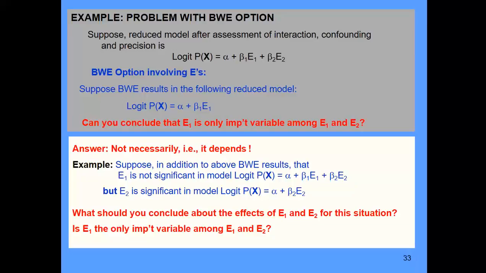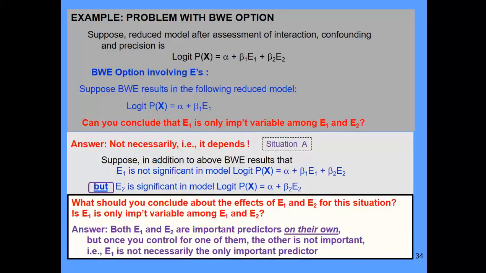But what I'm saying is, suppose that maybe E1 was not significant in the model by itself, so you could consider dropping that from the model. Then you're left with E2, and suppose E2 is significant. Then you might argue that even though backward elimination gave me E1, if I consider what happens when I look at the variables individually, maybe I shouldn't just say E1 is the only variable. E2 on its own does something too. So what should you conclude about the effects of E1 in this situation? Is E1 the only important variable among E1 and E2?